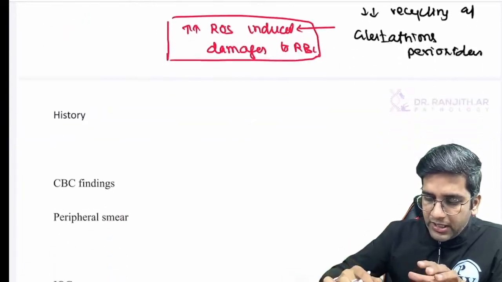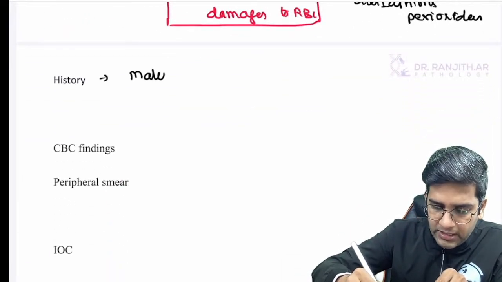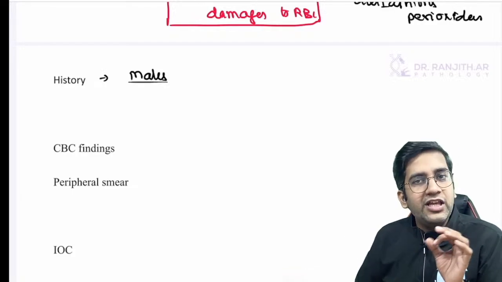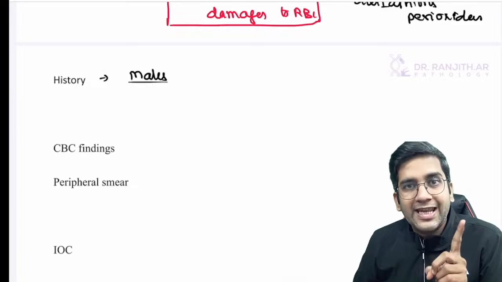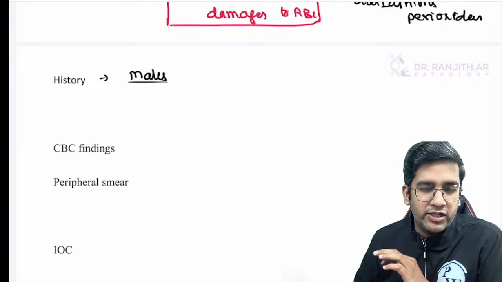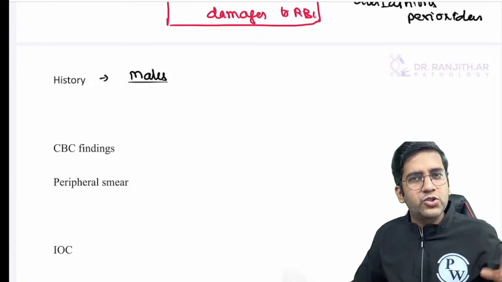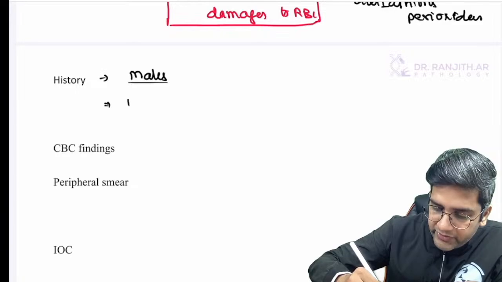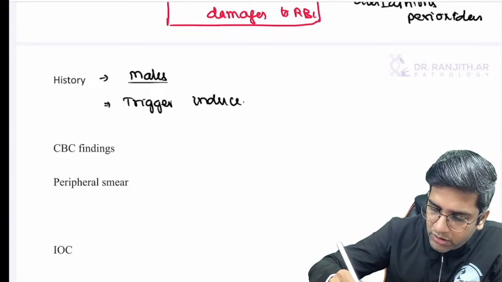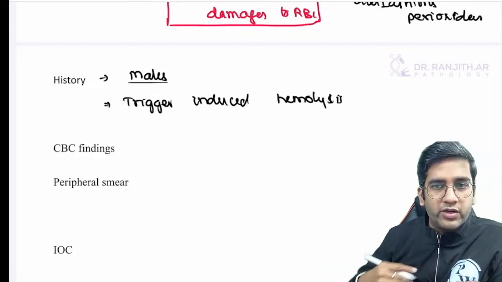Now I have history. History, like I said, one, it affects males more. Males are more involved because we have a history of X-linked recessive inheritance, right? It is a free radical induced damage. So the second and the most important word in the history is it's always a trigger induced hemolysis. Very few times will it have a flat curve of hemolysis, right? Most of the time, this word is very, very important. It's a trigger induced hemolysis. Fine. It's a trigger induced hemolysis. That's important here.